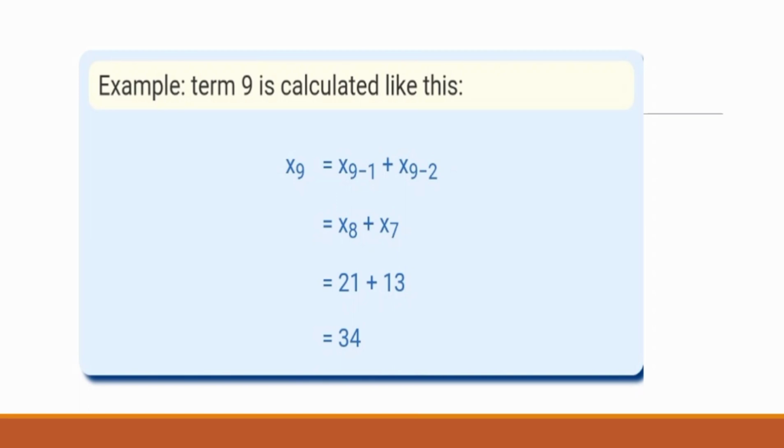Next example. Term 9 is calculated like this. So, halimbawa, find the 9th term of the sequence. May formula tayo na x sub n equals x sub n minus 1 plus x sub n minus 2, where n is equals to 9. So, n minus 1, 9 minus 1 is equals to 8, 9 minus 2 is equals to 7. So, we have 21 plus 13 is equals to 34. So, ganun lang kadali yung ating Fibonacci formula.